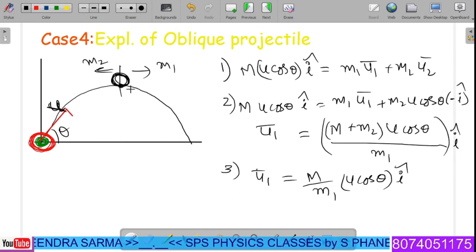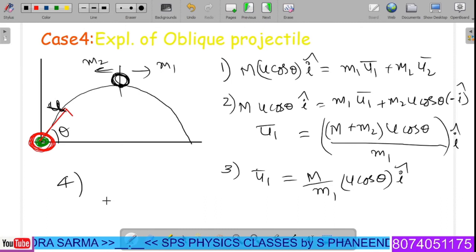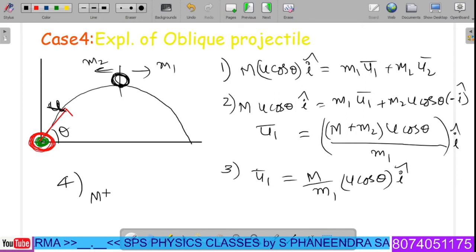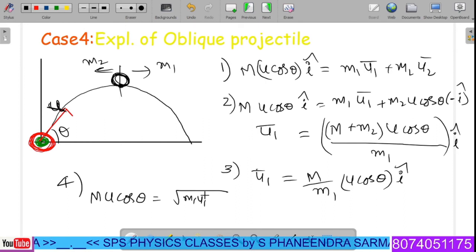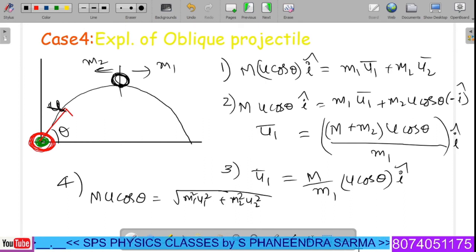Now, suppose after completion of the explosion, these two particles fly off perpendicular to each other. In such a case, the magnitudes of linear momentums are equal. In what direction they are going, we don't know, but perpendicularly they are going simply. In such a case, you can write m u cos theta is equal to root of m1 square u1 square plus m2 square u2 square. You can implement it like this.